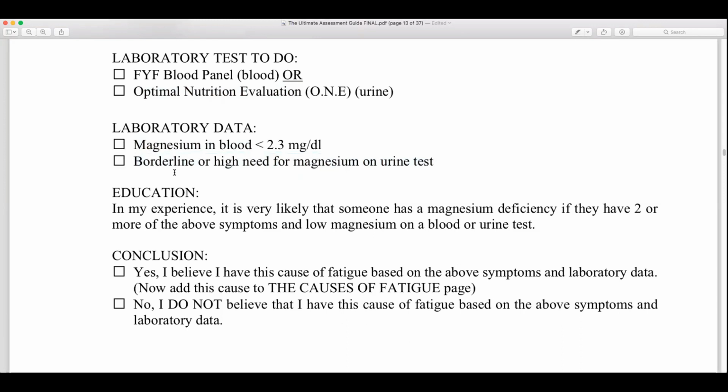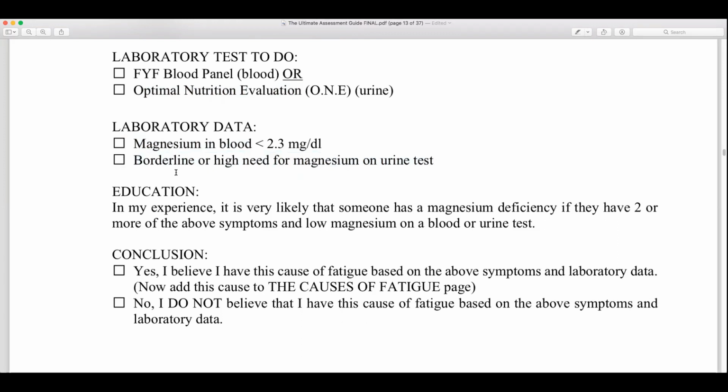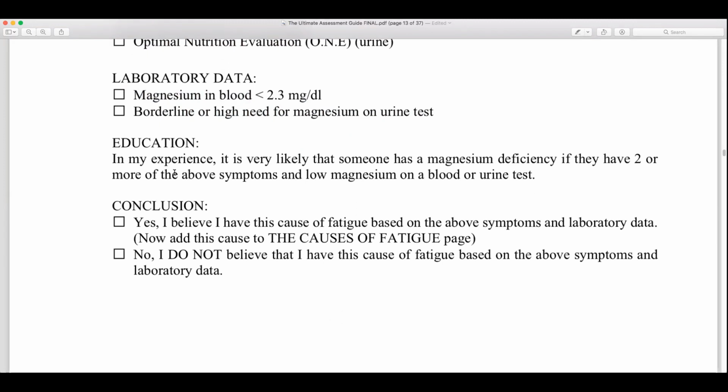The other thing that I'm going to do too is that with each of these tests that I'm recommending, I'm going to have videos on how to interpret those tests. So when you get them back, you can go directly there and you can get that data. And then in my experience, it's very likely that someone has a magnesium deficiency if they have 2 or more of the above symptoms and low magnesium on a blood or urine test.